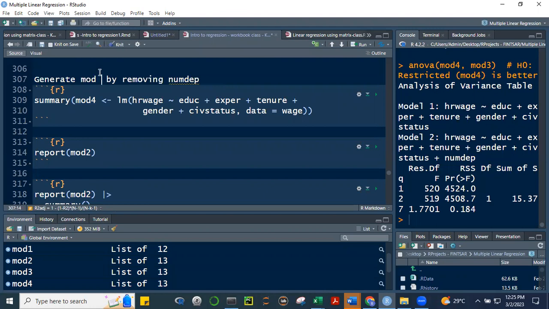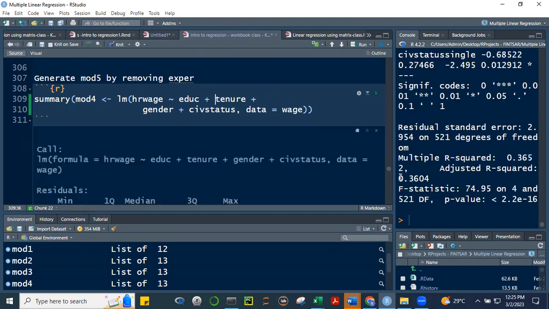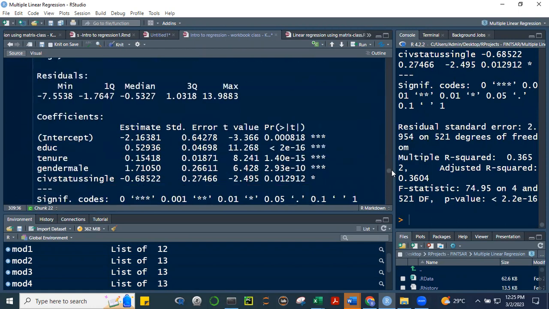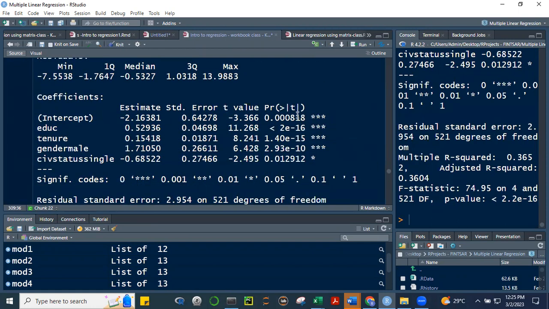Model 5. By removing, sino tatanggalin natin? Si experience. Okay? So, tatanggalin ko si experience dito sa predictor natin. Delete to. So, ang natitira na lang, education, tenure, gender, civil status. Okay, let's run this. And then we have this. Oh, tingnan nyo. Lahat significant na.